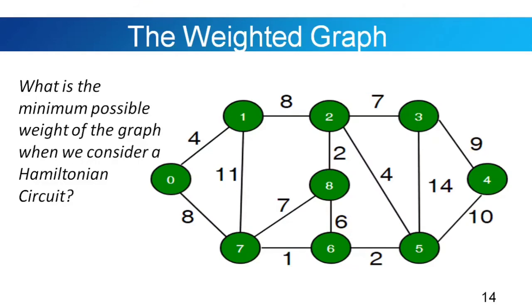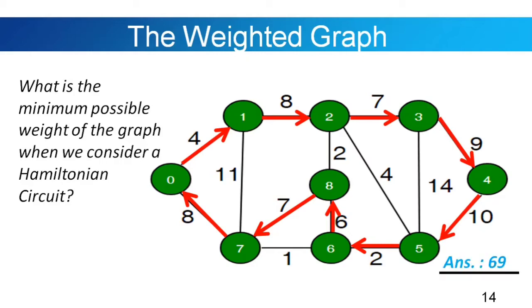Now for our solution, I can take this path. So from vertex 0 going to vertex 1, going to vertex 2, vertex 3, vertex 4, vertex 5, vertex 6, vertex 8, vertex 7, and go back to vertex 0. So that would be our path. And the value of the weight is 69.